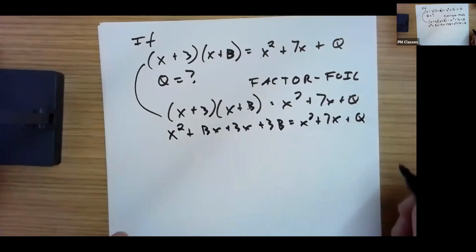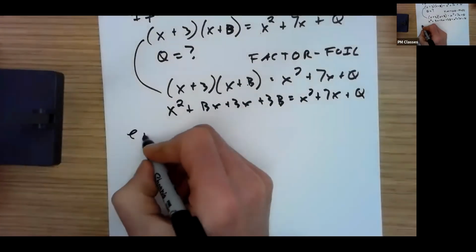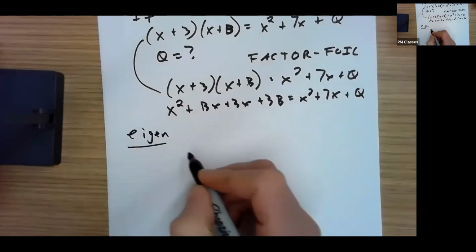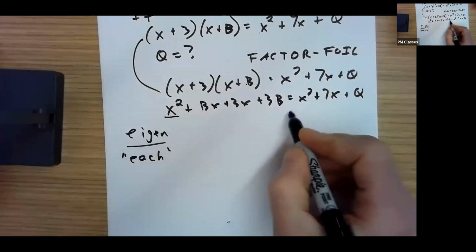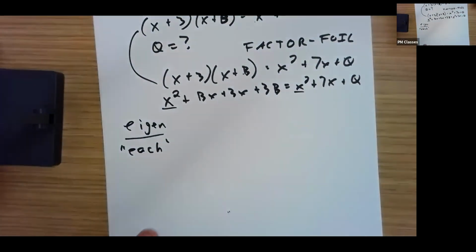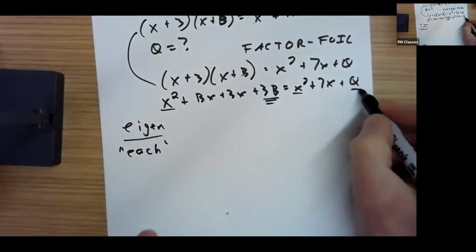Q for Quirky. So I'm trying to find that. Here's the trick. Eigennumbers, again, really nerdy. I had a friend who told this to me, is a German word for each. And the idea is this. The x squared terms equal each other. And I could probably talk you into that. The non-x terms equal each other.